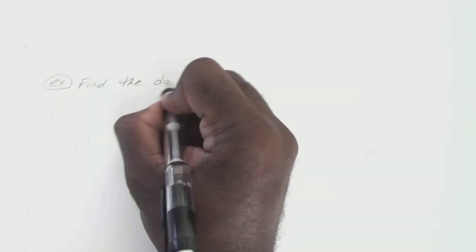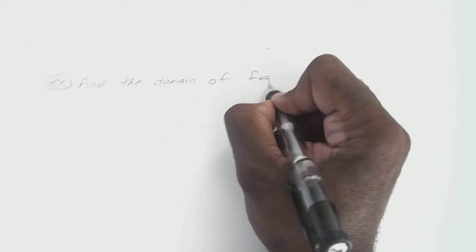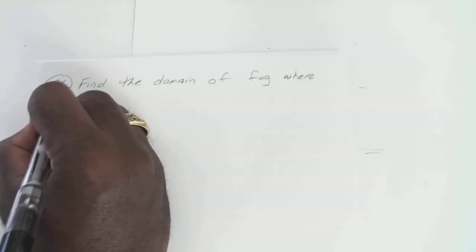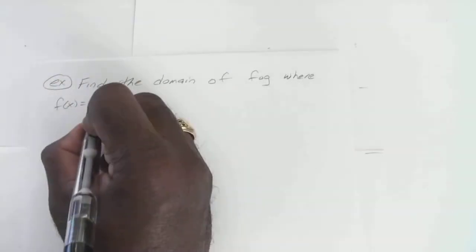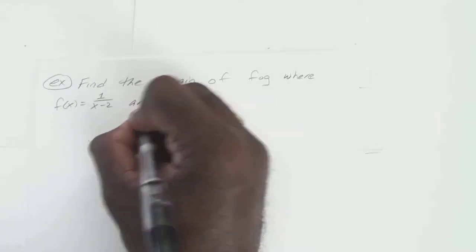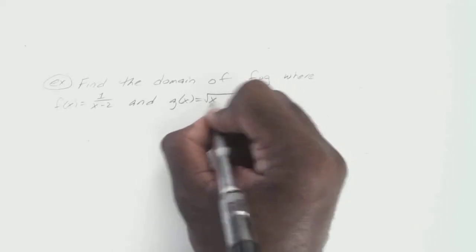Okay, so let's say, for example, if we wanted to find the domain of our composite function, this time where f of x is 1 over x minus 2, and our g of x equals square root of x plus 4.